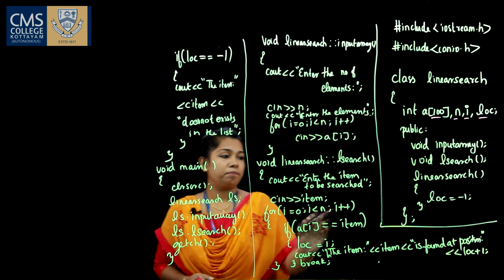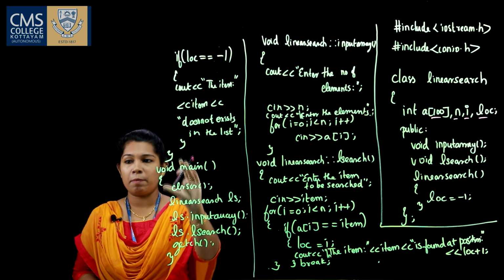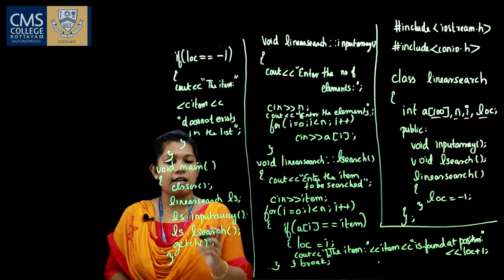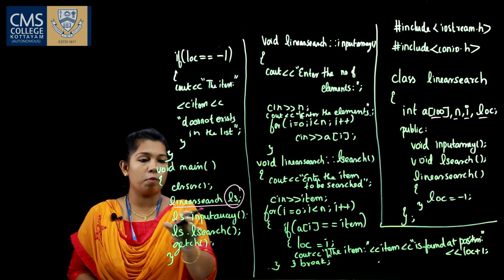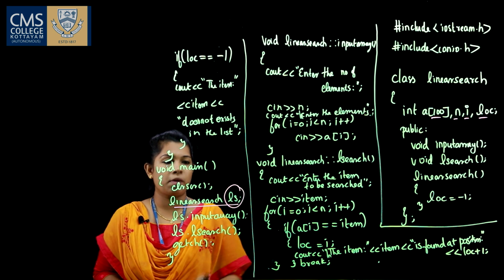Okay. Then this is your main function. So, your program execution starts from the main function. Here, to use this class, I have created an object ls. So, how do you create an object? Class name, space, your object name. So, ls is my object.